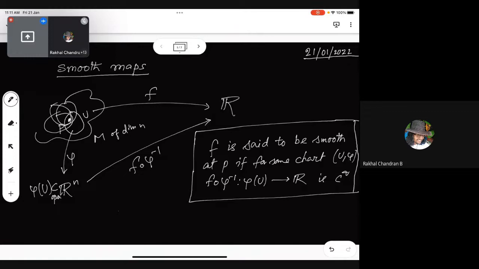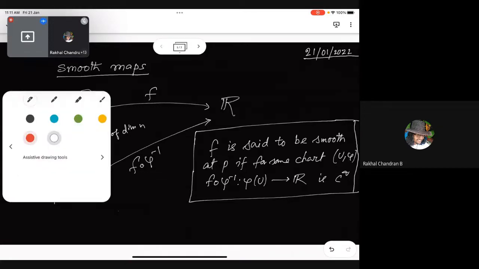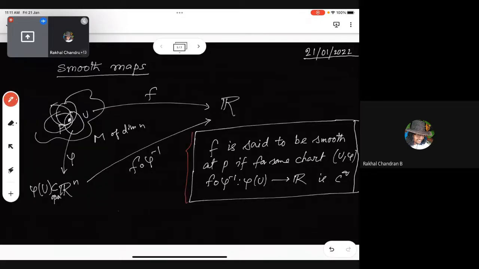All right, do remember this fact. By smoothness, we mean that we go back to Rn locally and see that the map we are considering, composed with the inverse of the chart map, is smooth. And if it happens for every P, then we say F is a smooth map on M. Right?